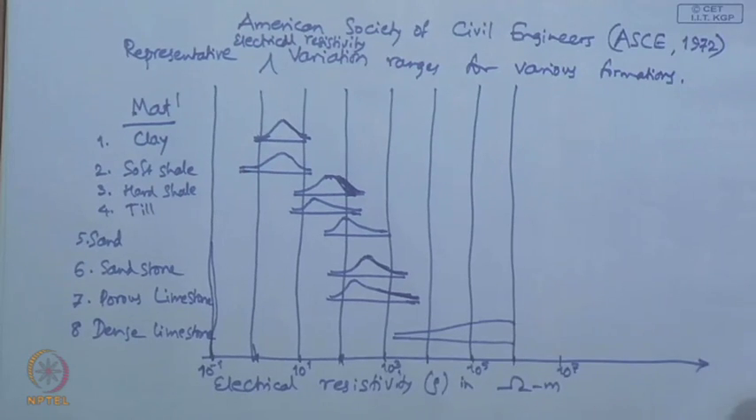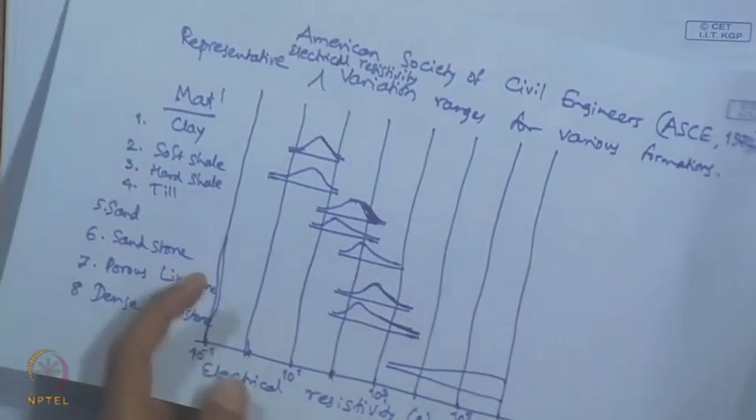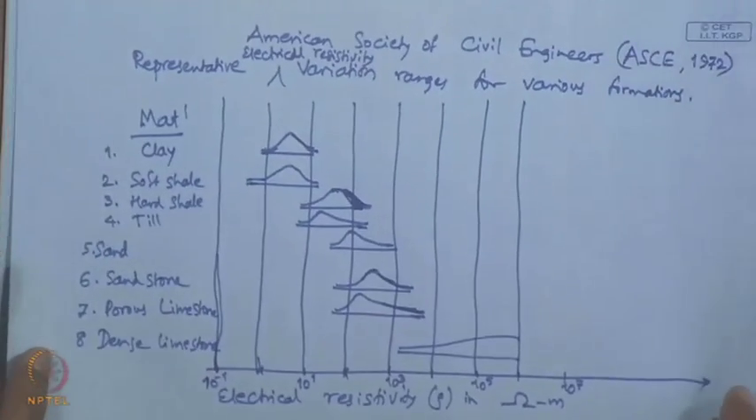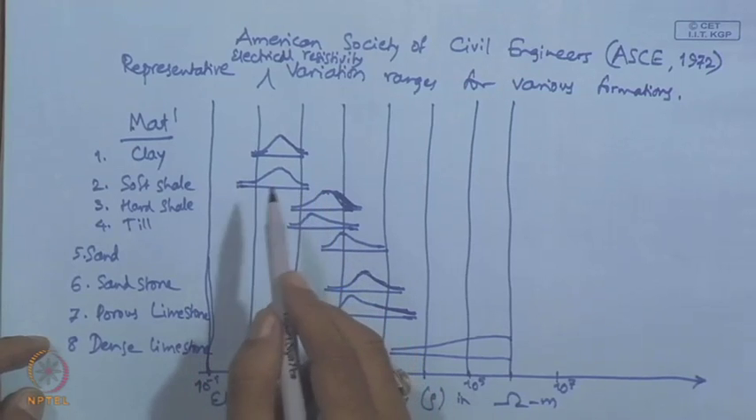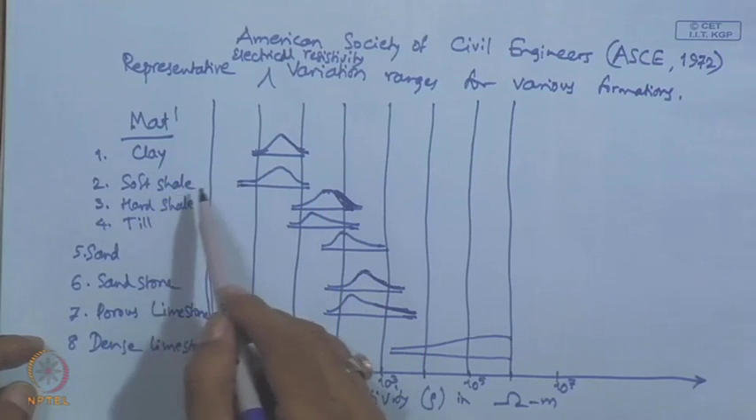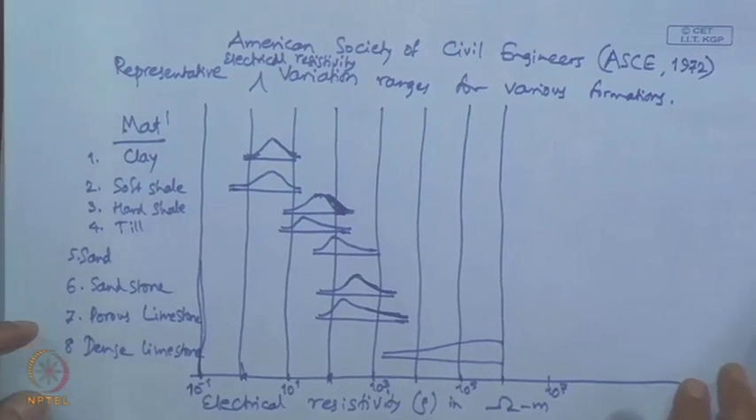So, this is how the electrical resistivity varies, and as you can see, clay and soft shale will have a very low value of electrical resistivity.